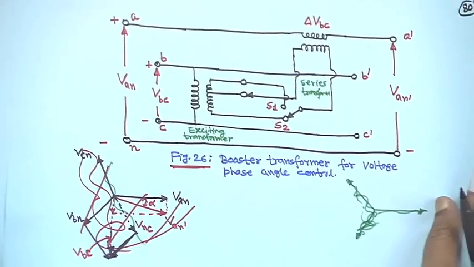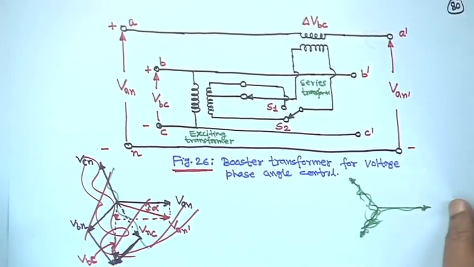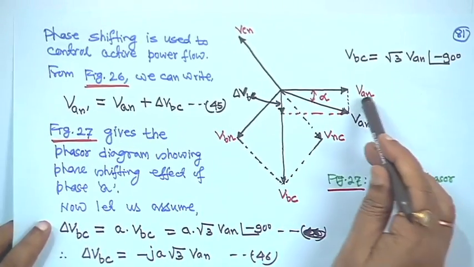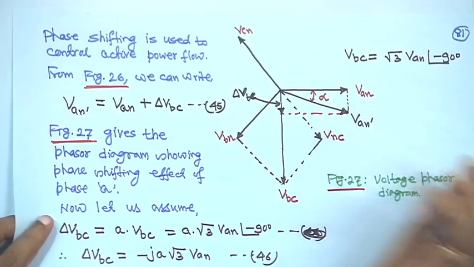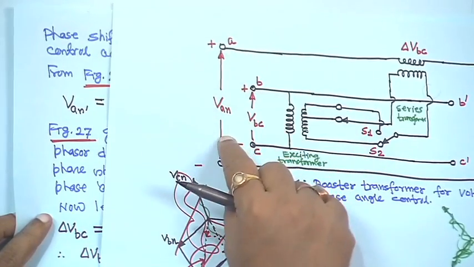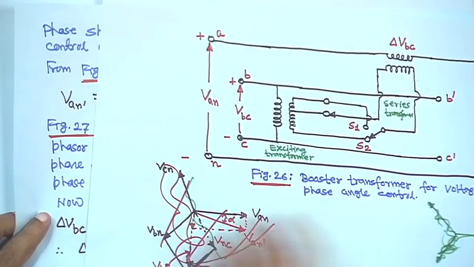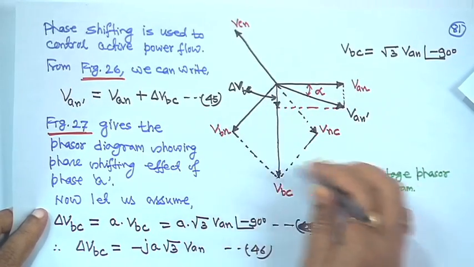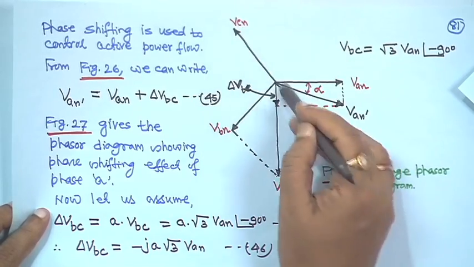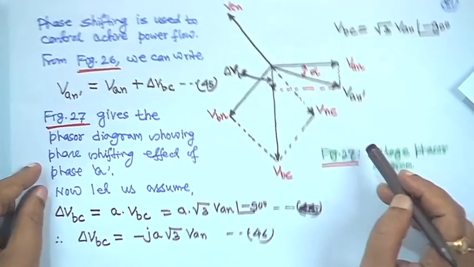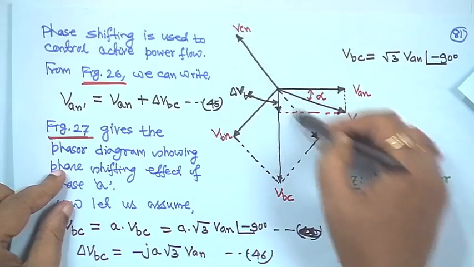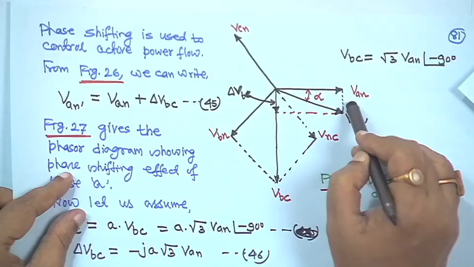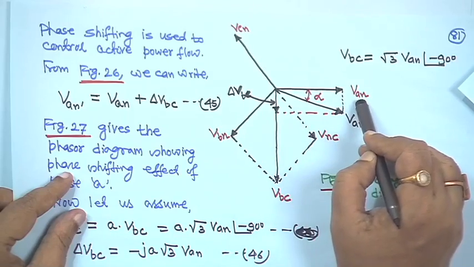So in that case, let us go to the phasor diagram. Before saying anything, consider Van as the reference phasor. If this is Van, this is Vbn and this is Vcn, with 120 degree phase shift. So this is Vcn, that means this is Vnc, this is Vbn, and the resultant is Vbc. So Vbc is actually lagging 90 degrees from Van.